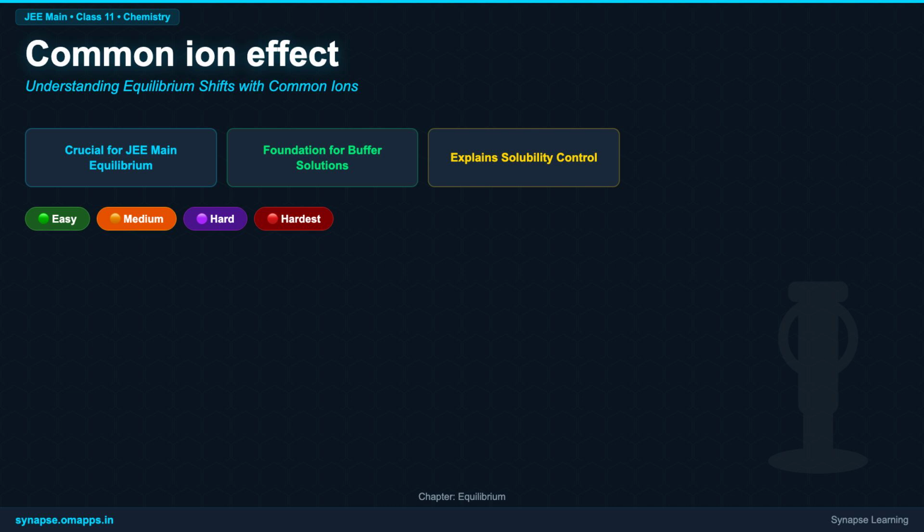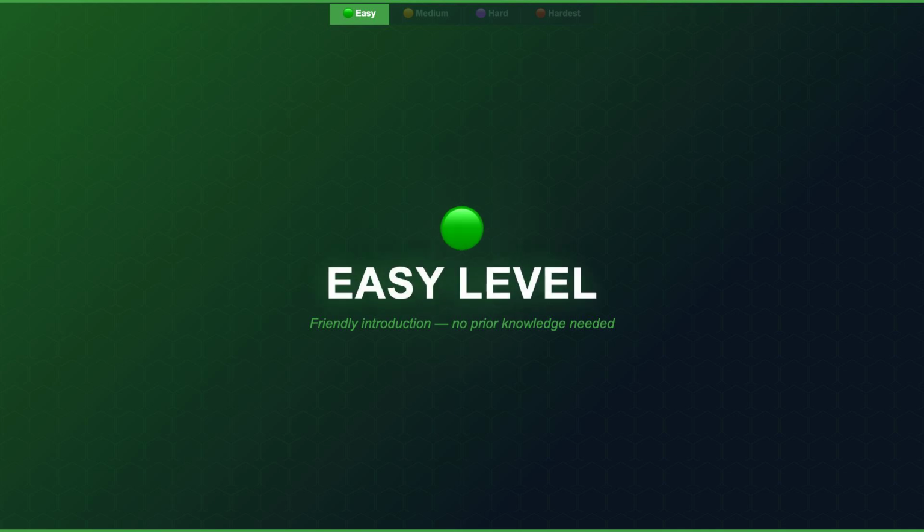Get ready for a 4-level challenge, from easy explanations to GMAT-level insights. Ready to discover a simple yet powerful idea in chemistry? Let's explore the common ion effect, what it is and how it works.